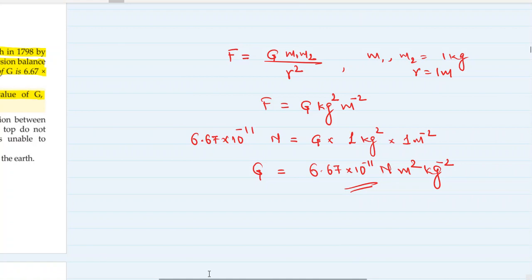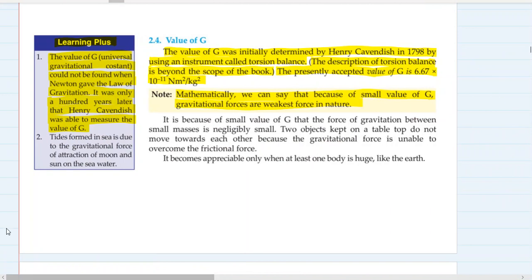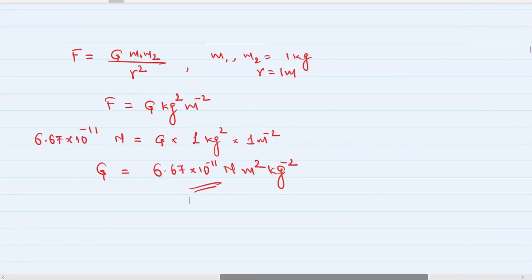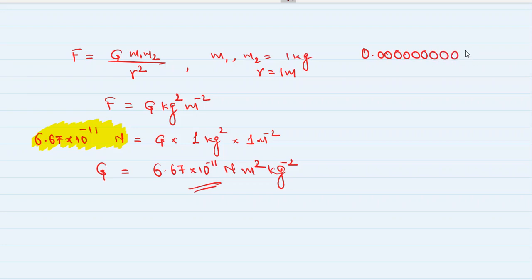Okay, let's go ahead. The next thing I wanted to tell you was the small value of G. Do you see how small this force is? This force between two bodies of mass 1 kg kept at a distance of 1 meter from each other is so small that if I write it in decimals, it will look like this. This much Newton of gravitational attraction force is there between the bodies of two masses. It is not even appreciable, it is negligible. Because the force between two bodies of mass 1 kg kept 1 meter apart is so negligible, we can say the value of G is very small.